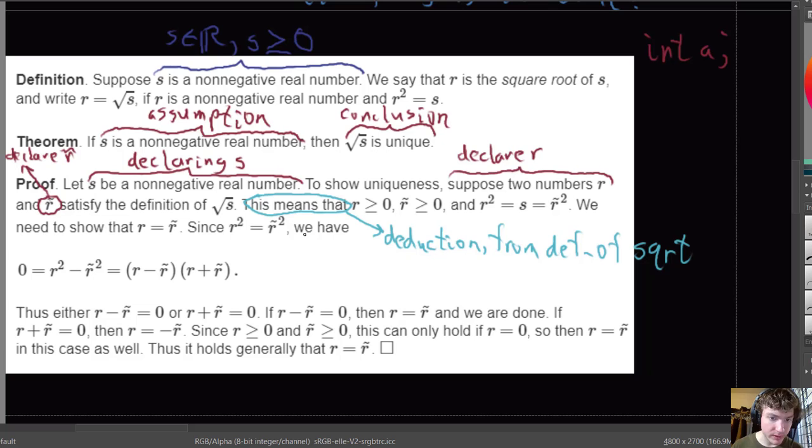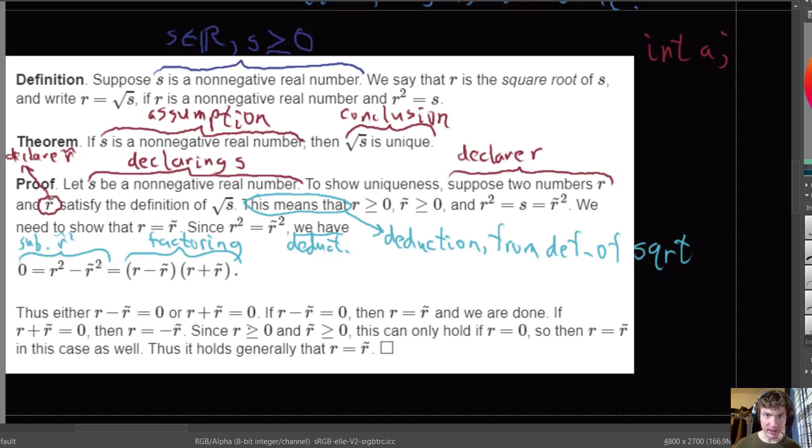Since R squared equals R tilde squared, that means we're going to have another deduction, and the deduction is this equation. 0 equals R squared minus R tilde squared. Well, how do we know this is true? That's just taking the equation we had, that they're equal, and subtracting R tilde squared from both sides, right? So we took this equation and subtracted R tilde squared from both sides. Good. How do we know this is true? Well, this is factoring. So they're equal because we just factored a difference of two squares, right? R squared minus R tilde squared is the product, R minus R tilde, R plus R tilde.